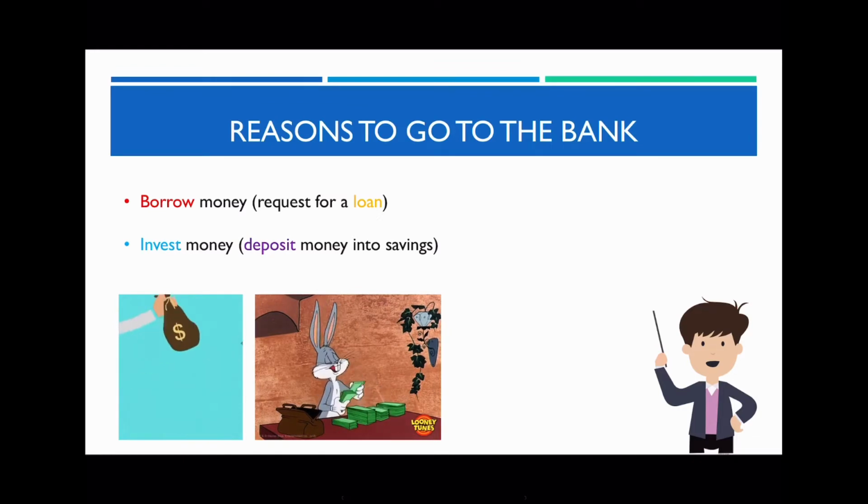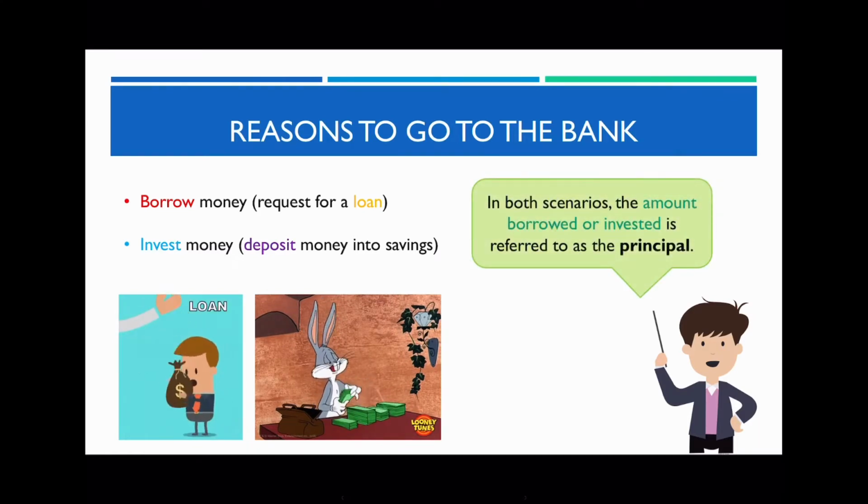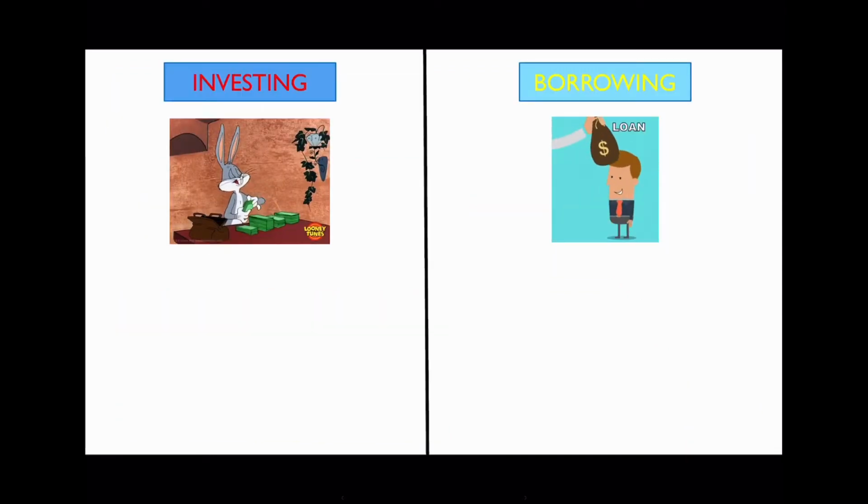Now, for any of these circumstances, the money that you've borrowed or the money that you've invested, this is what we refer to as the principal. Okay, so it's really important that you understand what this word means. So when you're investing or when you're borrowing, depending on the circumstance, you're either going to be charged interest, meaning you have to pay extra money, or you might actually earn interest. You might actually earn extra money.